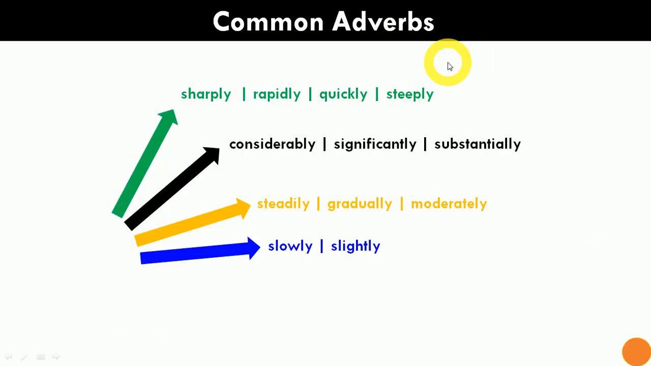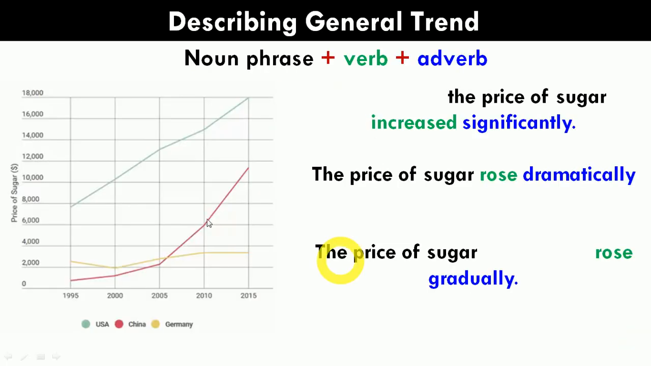So we have a list of adverbs over here. So for three different lines we have to choose three different adverbs according to their behavior. So we have this list, and according to the behavior, guys, if you look at the line of USA, it is significant or considerable. So what we have done, guys, increased significantly. Okay, for China dramatically, and for Germany it was gradual, so we have used gradually.